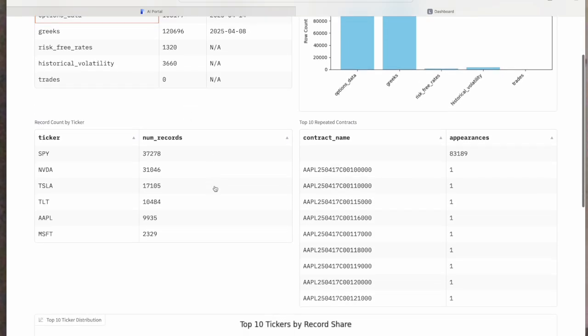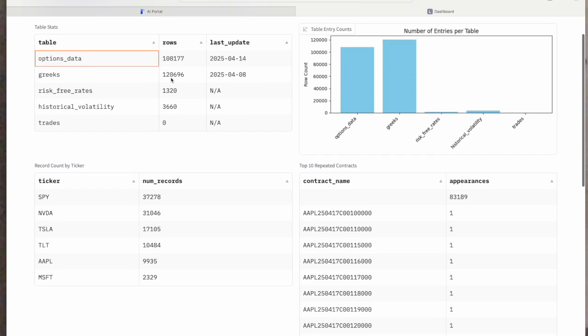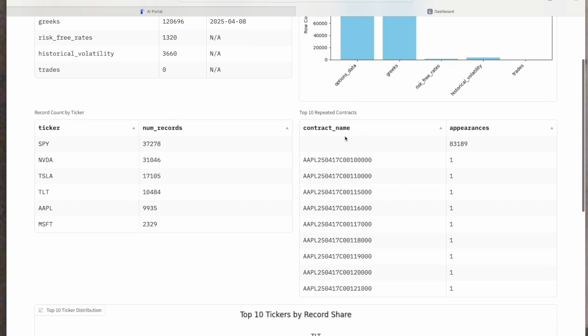So for all of the records in our database, we've been pulling these tickers: the SPY, NVIDIA, Tesla, TLT, which is our bond fund, Apple, and Microsoft. So these are the number of contracts we have for SPY, 37,000, 31,000 for NVIDIA, Tesla 17,000, and so forth. And here we have a table that doesn't really tell us very much. It's the contract name, the actual identification number for an options contract, and the number of times it appears in the database. So we have 83,000 that are blank.